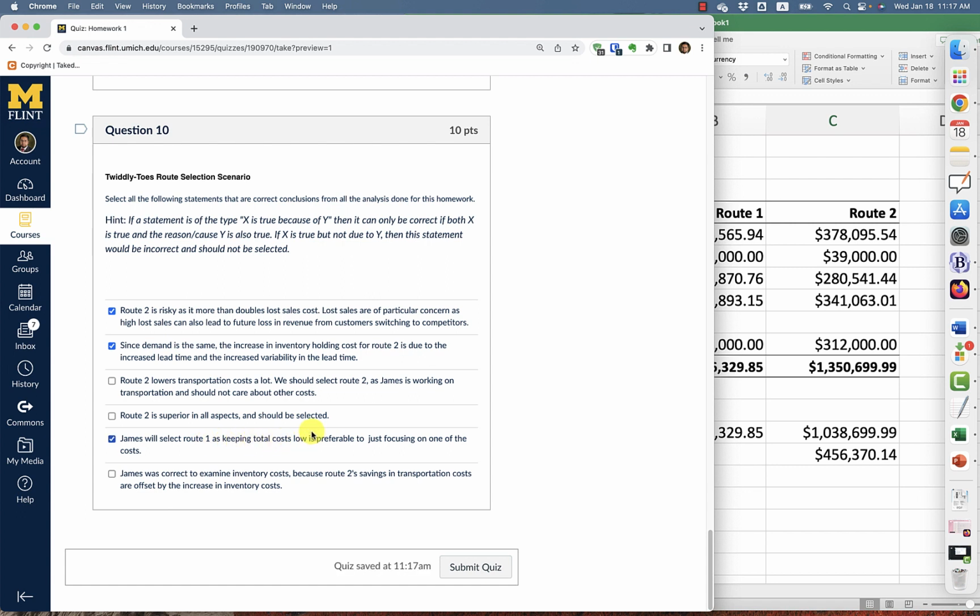James will select Route 1 as keeping total cost low is preferable to just focusing on the transportation costs. Yes, James is smart. He's my student. He's going to select Route 1. He's going to lower total logistics costs, not just focus on one part of logistics costs. James was correct to examine inventory costs because Route 2 savings in transportation costs are offset by the increase in inventory costs. Totally correct. We save on transportation costs in Route 2, but then we use up all that money and more in increased inventory cost. And so James was correct, and he's very smart to calculate the inventory costs.